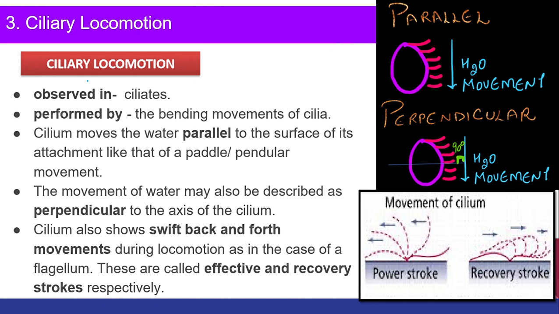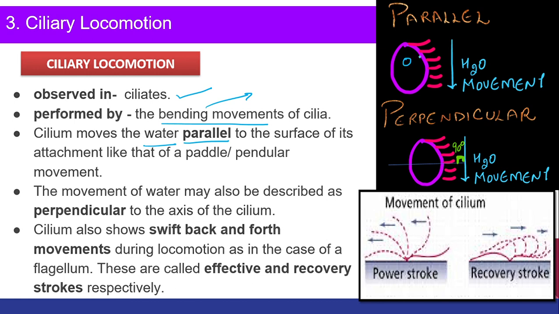Now the third one is your ciliary movement. Of course, as the name is ciliary movement, that means we will be able to see this movement in ciliates. It is performed by the bending movement of cilia. Now this bending movement, you remember, we have seen in the swimming locomotion. So this bending movement is shown by flagella as well as the cilia. In flagella we have seen that the bending movement is due to sliding and radial spokes, right? Now let's see the bending movement in cilia. Cilia moves parallel to the water. We have already discussed the direction.